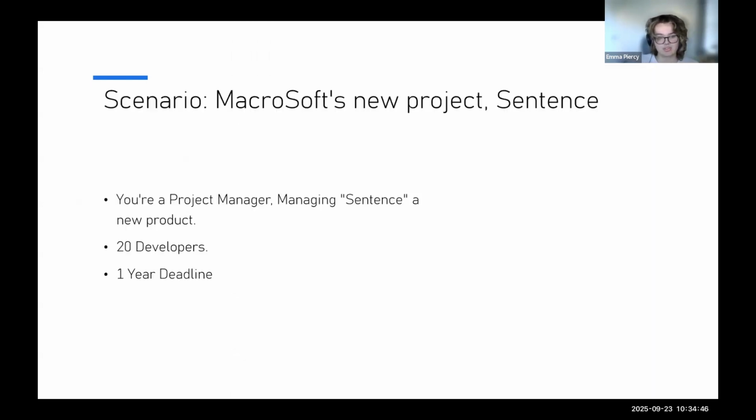So, we're going to introduce Macrosoft, a very original name, I know. And they've got a new project called Sentence. You're a project manager. You want to manage this Sentence project for 20 developers, and you have a 1 year deadline. So this is quite a sizable task, and without Git, it'd probably be very difficult. So let's get on to how Git can help us in this situation.